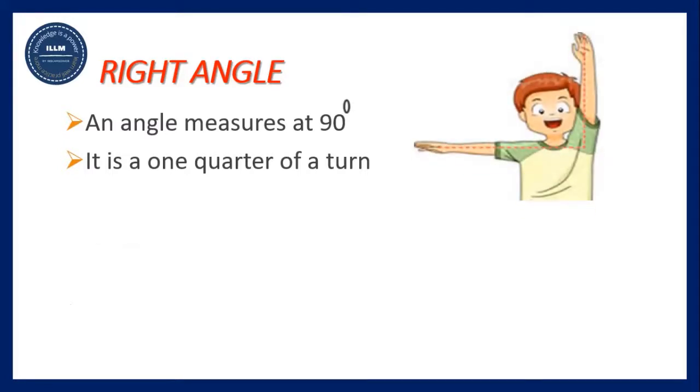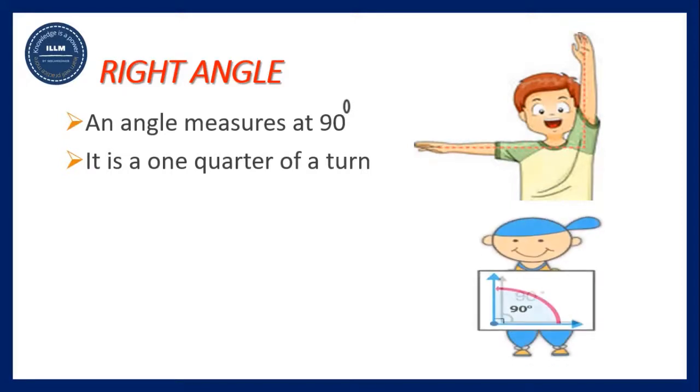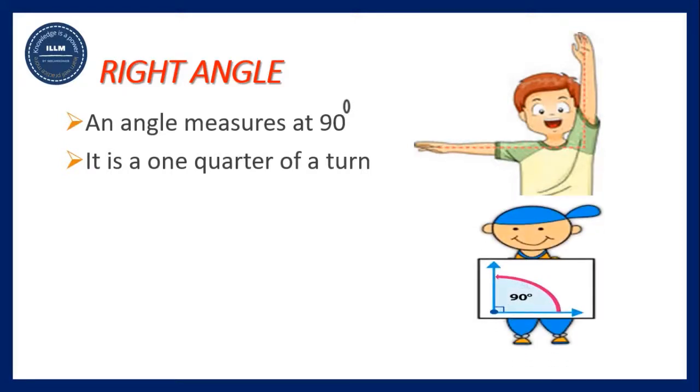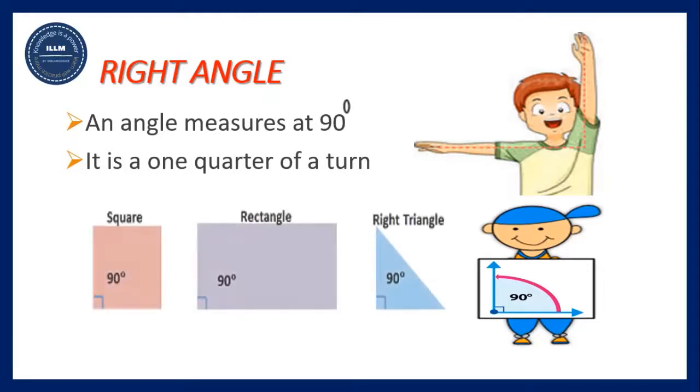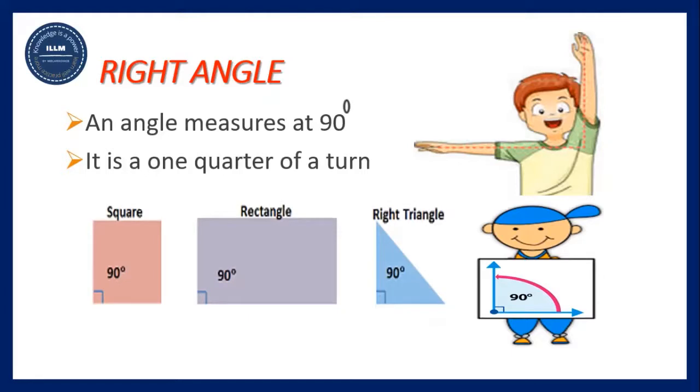Here in this picture, you can see this boy has opened his arms in such a way that he is making a right angle. In the next picture, you can see an L shape, which is also showing a space of 90 degree between both arms. This is called a right angle. In the next diagram, you can see different shapes like square, rectangle, and right triangle. All these shapes have a 90 degree angle, which is called a right angle.